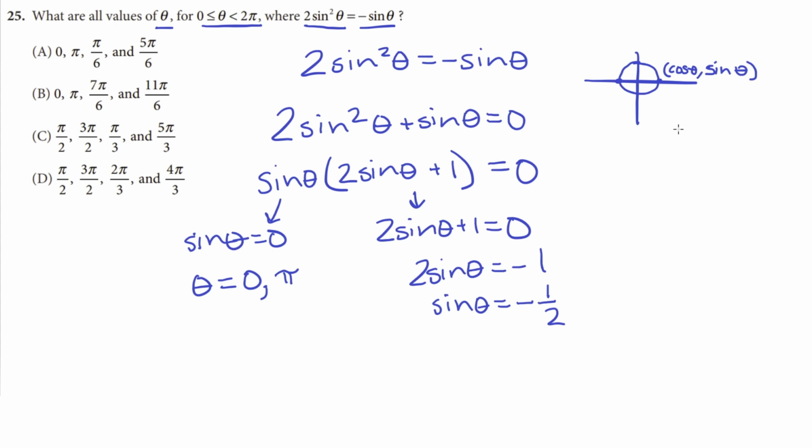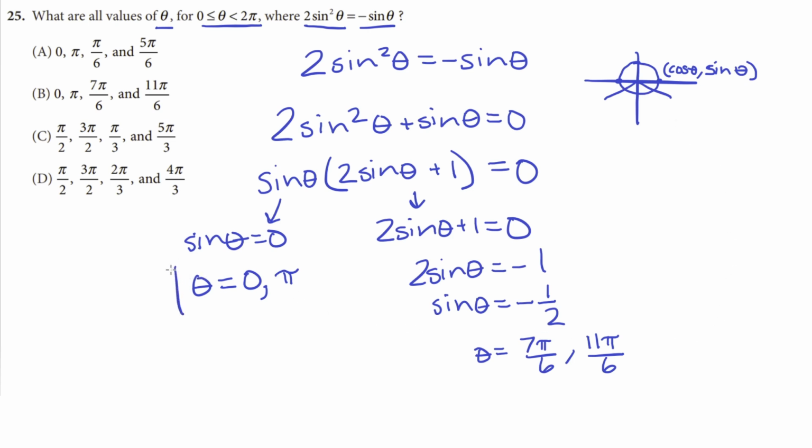So we know that sine theta equals negative 1/2 at 2 separate values, and they both have to be in the third and fourth quadrant, because it is only in those quadrants where the value of y is negative. And the two values of theta are 7 pi by 6 in the third quadrant and 11 pi by 6 in the fourth quadrant, where sine theta is equal to negative 1/2. These are just values of the unit circle that you have to memorize.